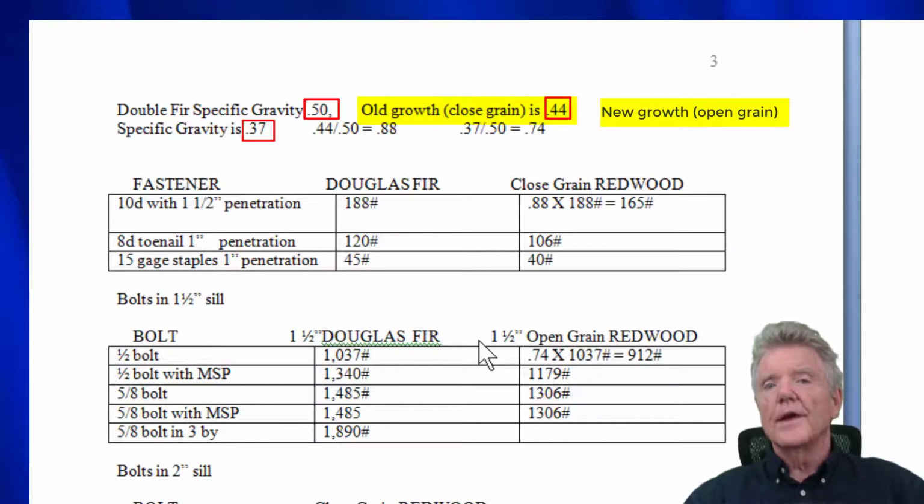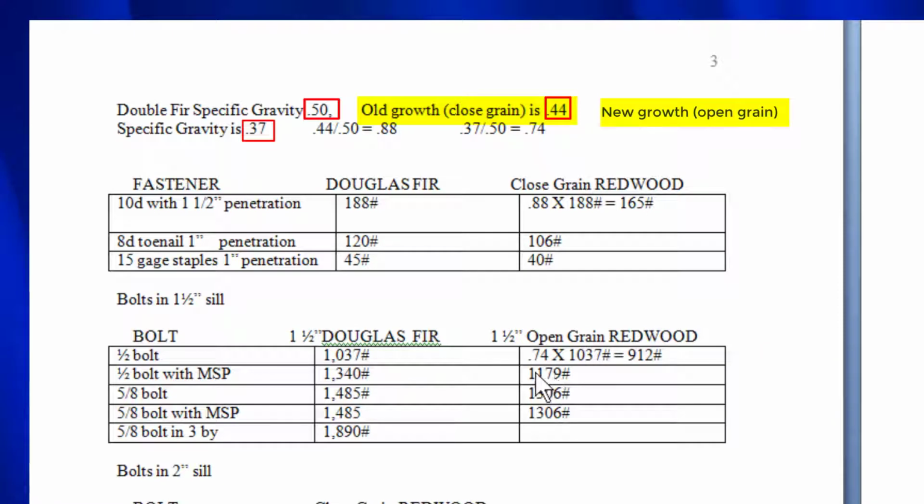But we'll also see redwood mud sills that are open grain. They're not old growth, they're open grain. The way you tell is if they're only 1.5 inches thick. So what we have here is a bolt in Douglas fir. It will resist 1,037 pounds, but when we go into the open grain redwood, it ends up being 912. It's very similar if we have a 1/2 inch bolt with an MSP, it's 1340. And the reason we can have that is because the original tests were done in Douglas fir, so that's exactly what we have, but we have to make a reduction. We multiply that times our 0.74 and we get this. And you can just go on down the line.